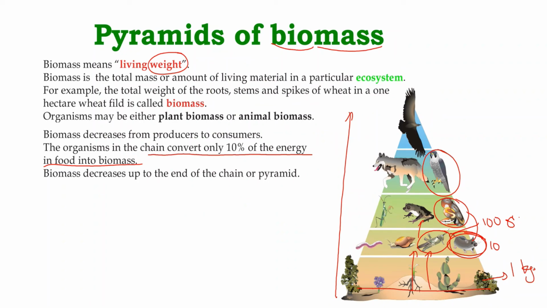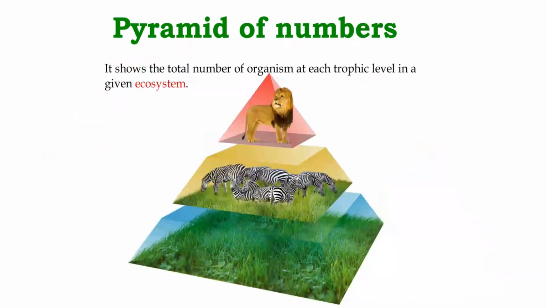So simply, the pyramid of biomass is a graphical representation which shows the amount of weight of living things in each level. Each of these levels we can call a trophic level: producer is one level, primary consumer is the next level, secondary consumer is another trophic level. As we go to the top, the biomass decreases.